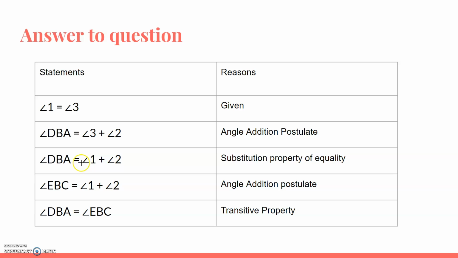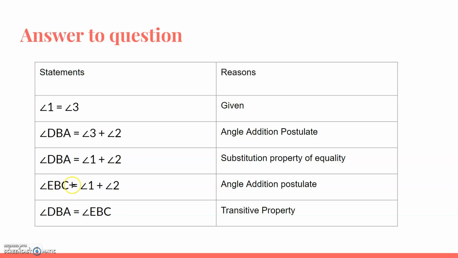So that's the angle addition postulate. Angle DBA is equal to angle 1 plus angle 2 now. Since we know that angle 1 is equal to angle 3, and angle 3 is equal to angle 1, we can just substitute angle 1 for angle 3. That gives us angle 1 plus angle 2. That's the substitution property of equality.